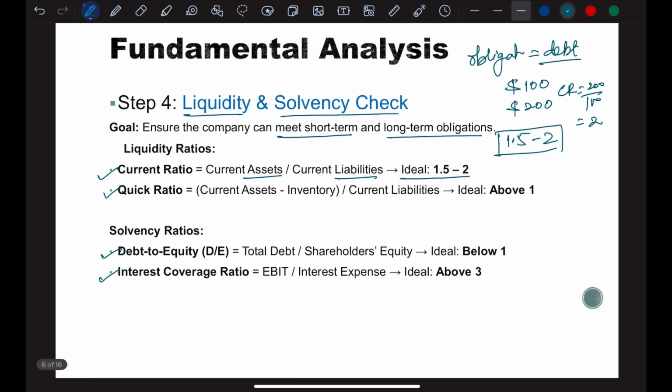And the second one is our quick ratio. Now the quick ratio removes the inventory part from the numerator, because sometimes inventory might not get sold in a year, so it might become illiquid. So for the sake of it we remove it and calculate the quick ratio. And again the ballpark range is, if our quick ratio is above 1, then we can say the ratio is fairly decent and the company will pass our checklist.